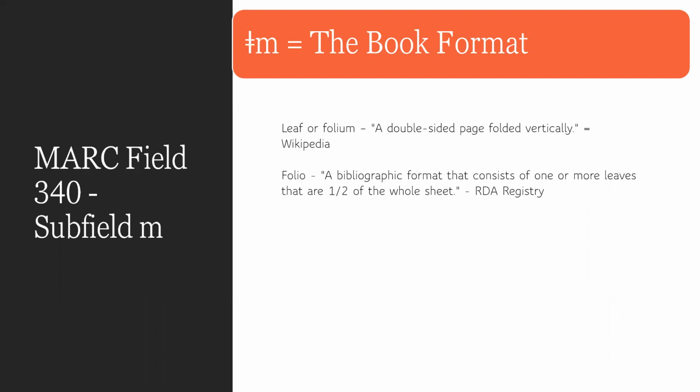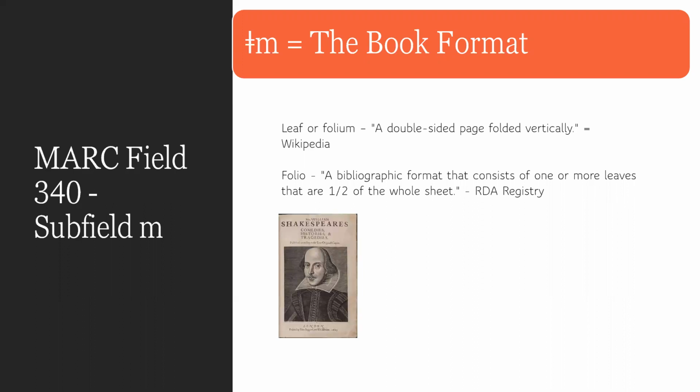RDA registry has 15 labels to use depending on your format, and we do have a link to the complete list. Our example here is Shakespeare's first folio, circa 1623. So here we have 340 subfield M folio, subfield 2 RDA, and BF for book format.